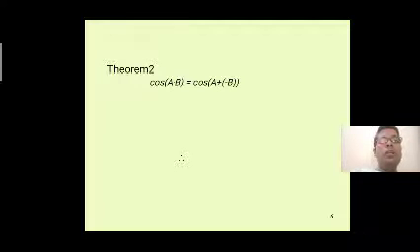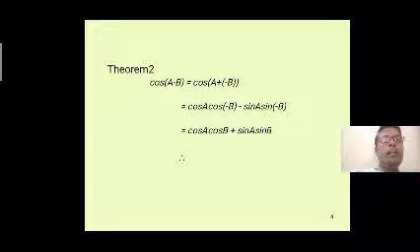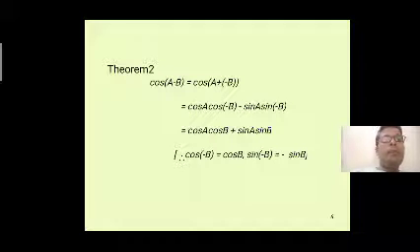Theorem 2. Cos of a minus b equals cos of a plus of minus b. We write cos a cos of minus b minus sin a sin of minus b. We just apply the cos of a plus b formula. Now we write cos a cos b plus sin a sin b. Therefore, cos of minus b equals cos b, sin of minus b equals minus sin b. So the formula of cos of a minus b equals cos a cos b plus sin a sin b.